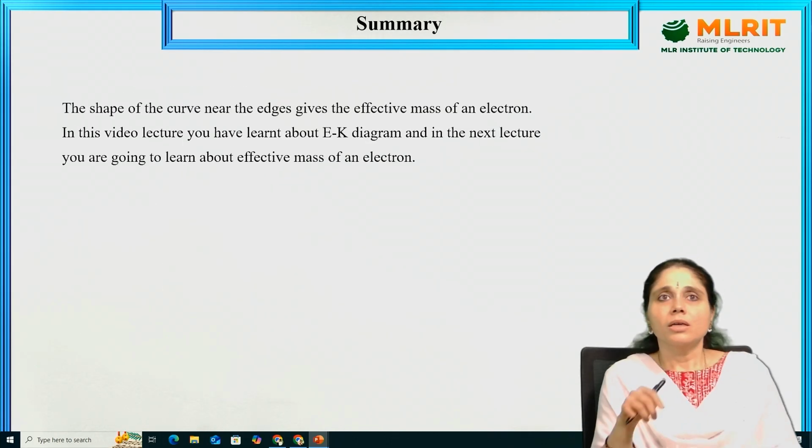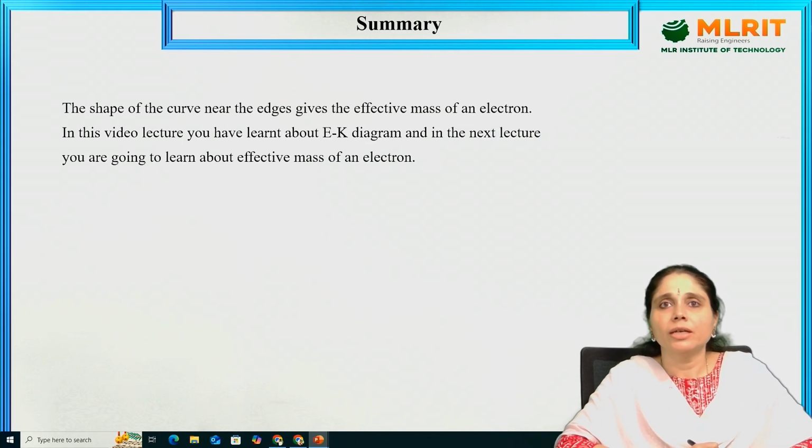And so on. So in this video lecture you have learned about the EK diagram, and in the next video lecture you are going to learn about the effective mass of an electron.